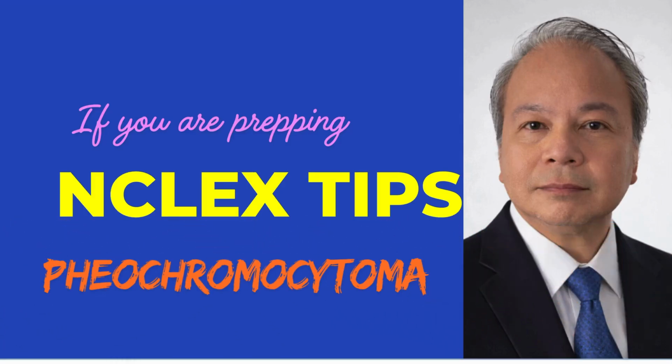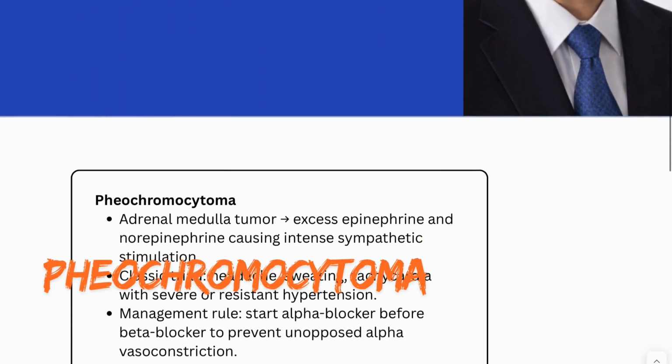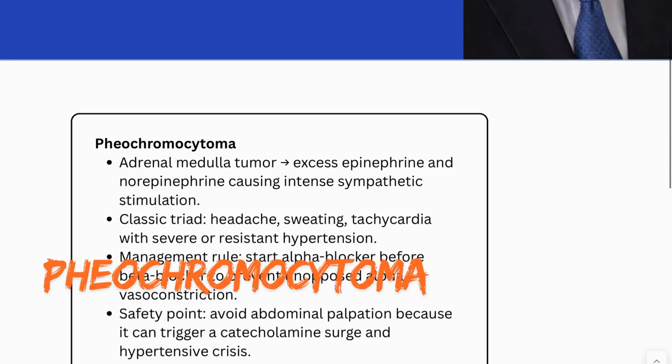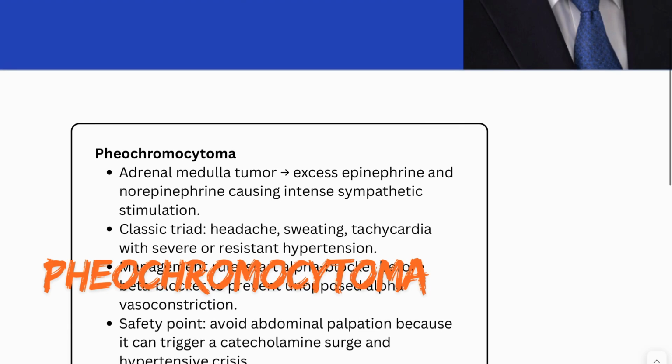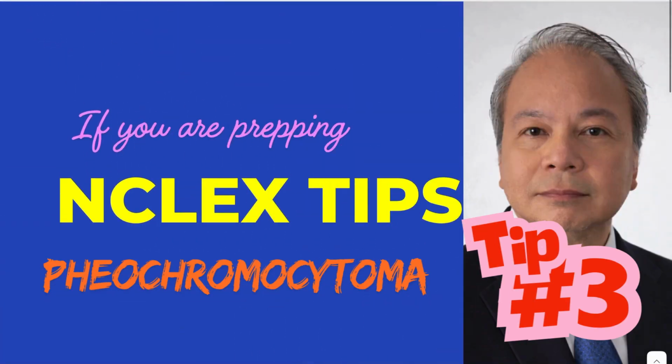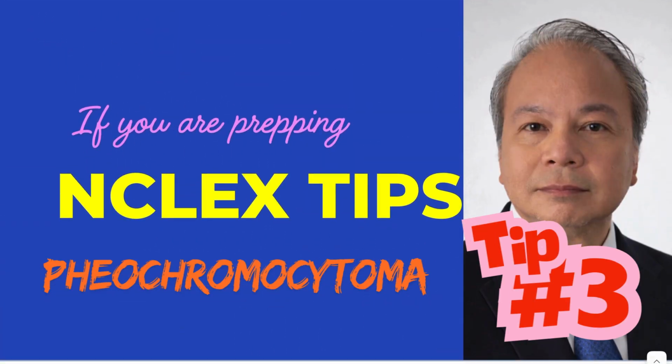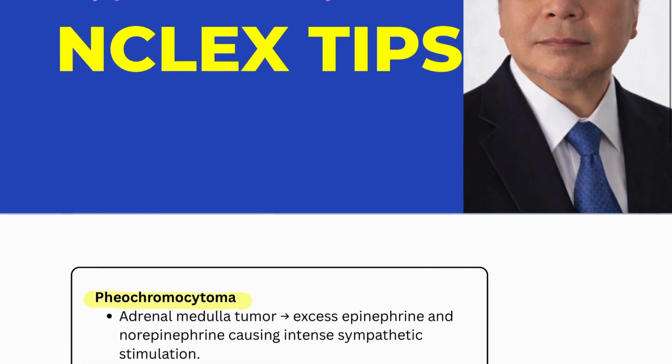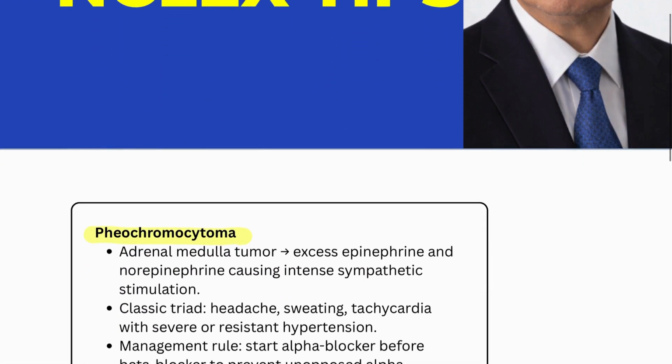Let's look at another NCLEX tip. This is going to be your NCLEX tip number 3. And what we're going to talk about in this tip is pheochromocytoma. So this is going to be our tip number 3 in our NCLEX tip series here on my YouTube. Okay, so let's start.